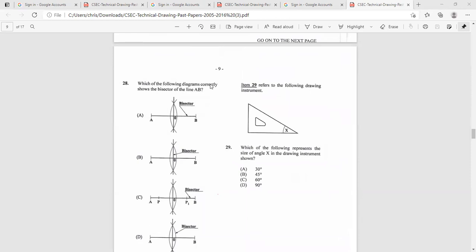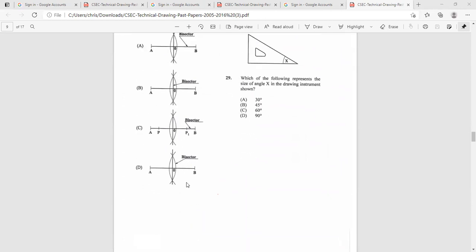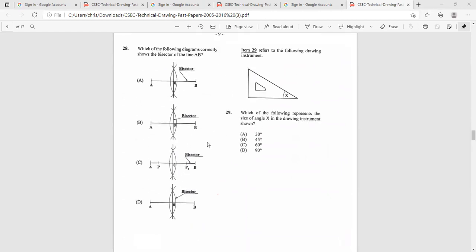Which of the following diagrams correctly shows the bisector of a line? And this is the most basic. Which of these shows the bisector? Is it A? This is the bisector. A bisector is a line that cuts or divides a line into two equal parts.